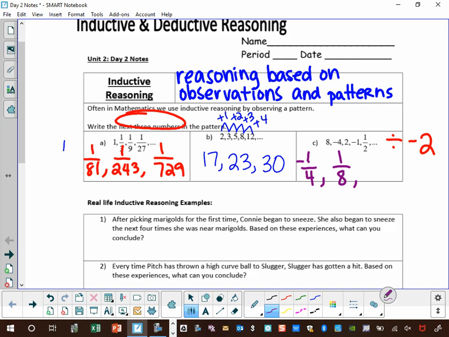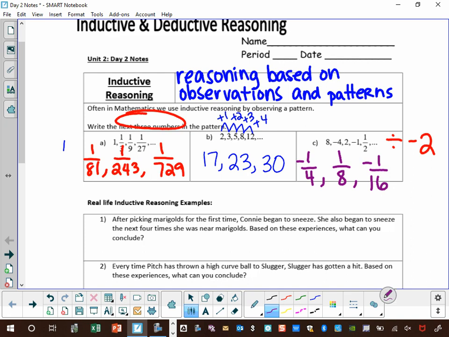You just messed up your sign. Alright, now we're going to do that divided by negative 2. You get negative 1/16. Okay, do we all recognize these patterns that we have right here?